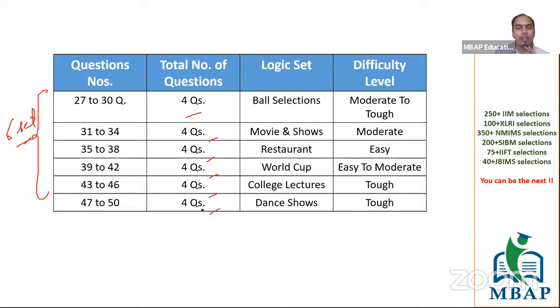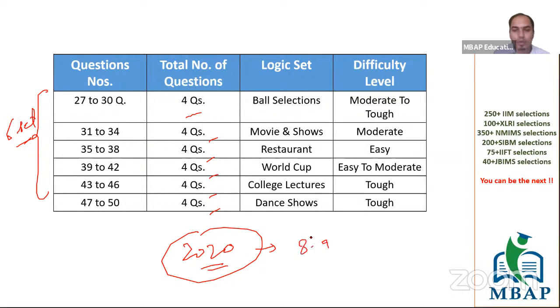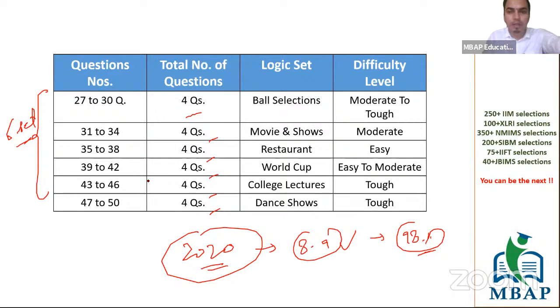I think for me, if you ask me, it was very much like last year, 2020. This was one of the most difficult sections in 2020 or so. If you guys know, last year if you got around 8 to 9 questions correct, that was around 98%. So for me, in terms of the difficulty level, this mock was very much at the same level as the 2020 paper. Six different sets. I have written down the difficulty level, which I thought was the actual case when I was solving the test.